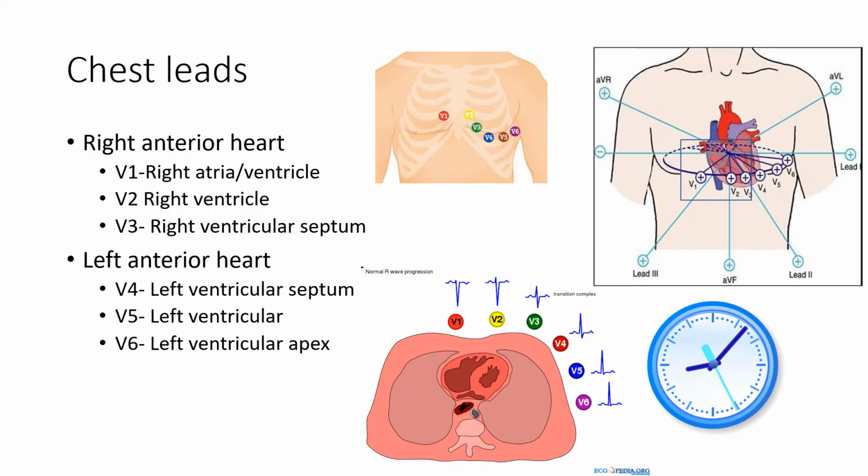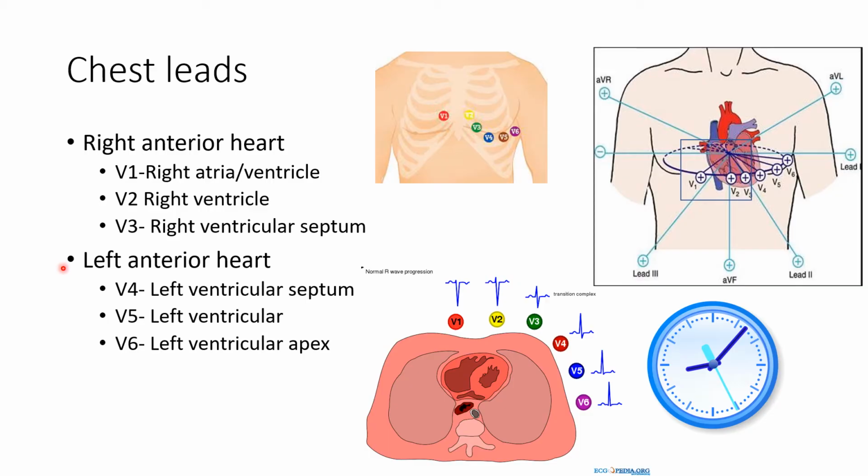V1 is positioned near the right atria and right ventricle. So much like AVR, it's seeing a lot of force march away from it. Thus, it's frequently downward for its QRS morphology. V2 is thought to look at the right ventricle, and V3 looks at the right ventricular septum. This is called a septal lead.